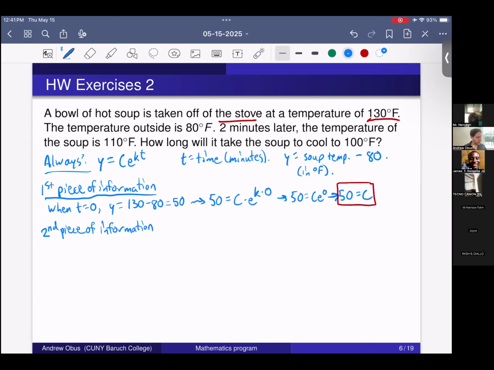Okay, so what's our second piece of information here? Well, we said that 2 minutes later, the temperature of the soup is 110 degrees Fahrenheit.